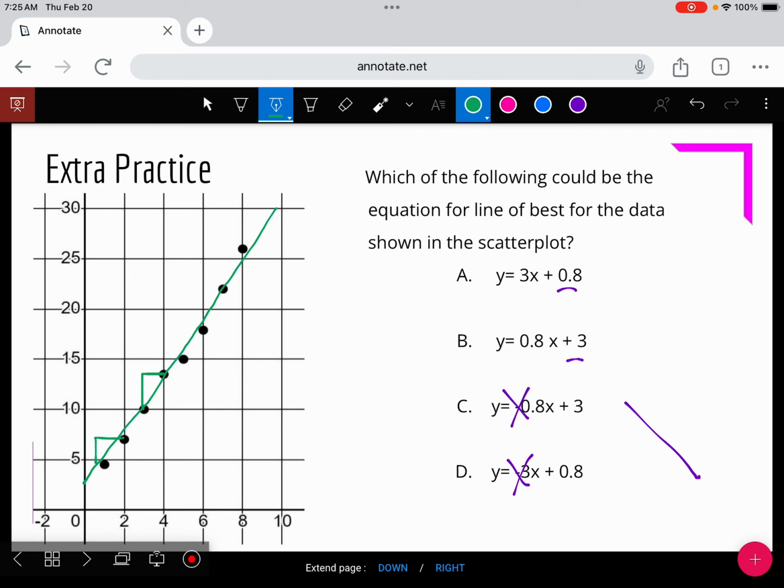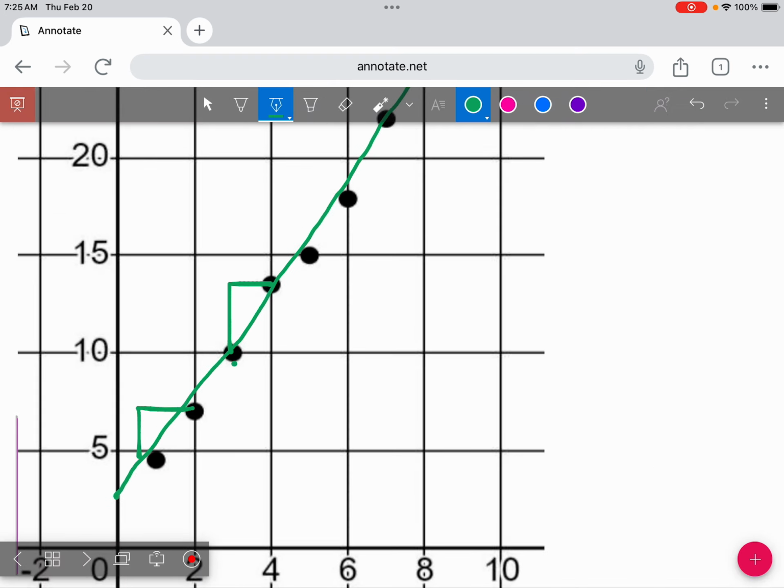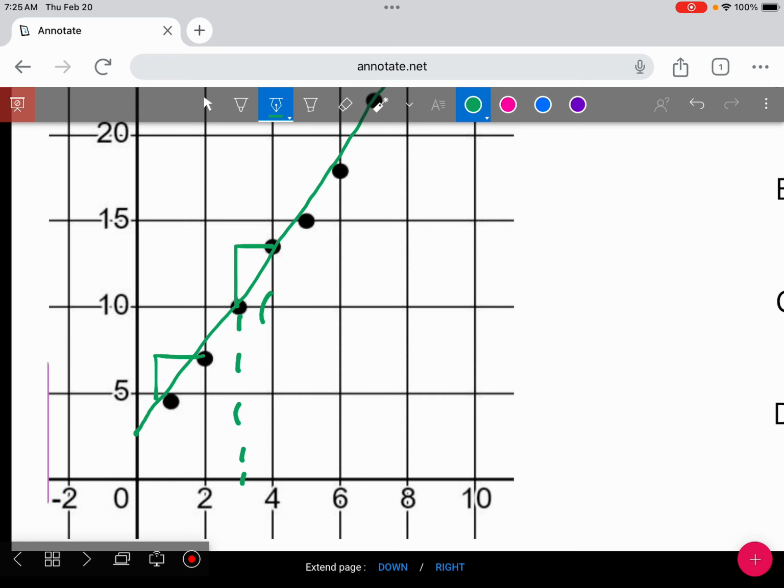See how it's changing between them. See if it's closer to 0.8, which is really close to 1, or 3. So we're going to do some estimating here. I like this guy because he's right on lines. This one looks like it's right at about 3, 10. And this guy looks like it's at about 4, 13, maybe 14.